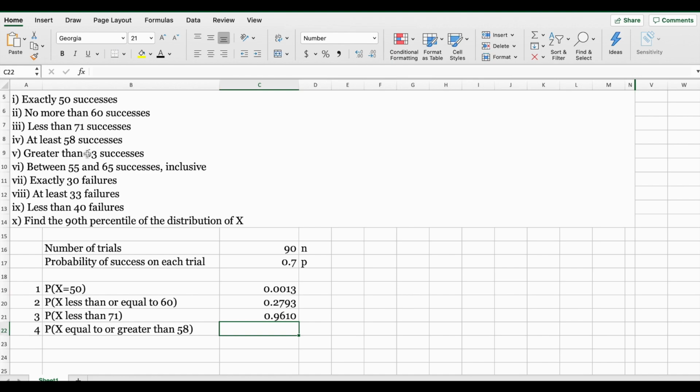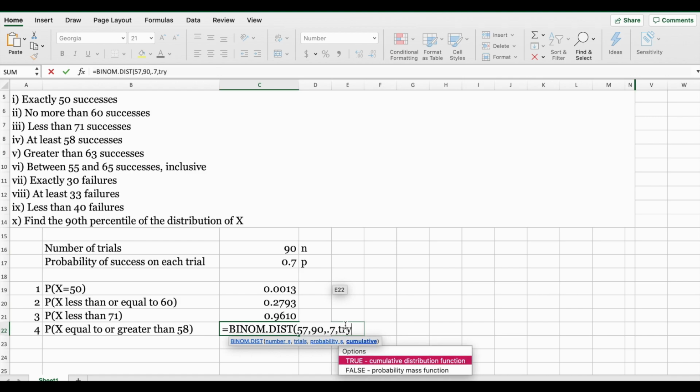Now, using the binom dist function and the true statement, we can find the probability of x until 57. Since we're looking at the right side of the curve, not the left-hand side, we need to deduct that answer from 1 because the area under the curve is equal to 1. Let us use the binom dist function to find the probability of x until 57. So here we're going to put 57. Trials is still 90. Probability of success is 0.7. And we're using cumulative, so it's going to be true.